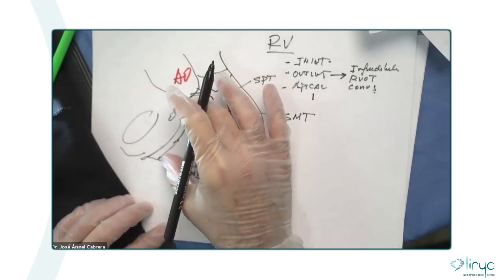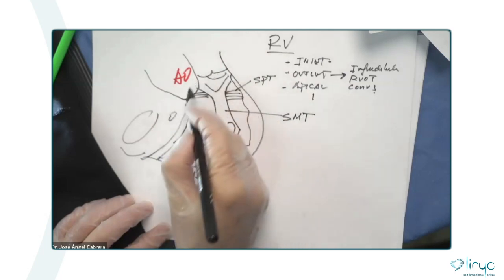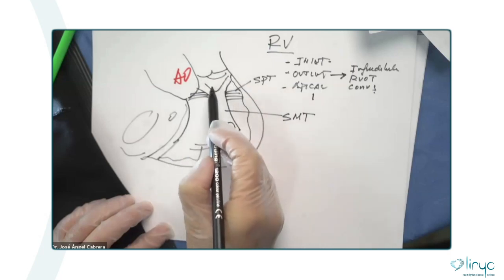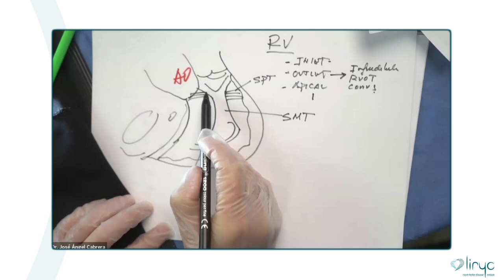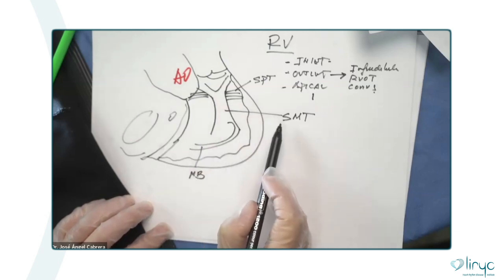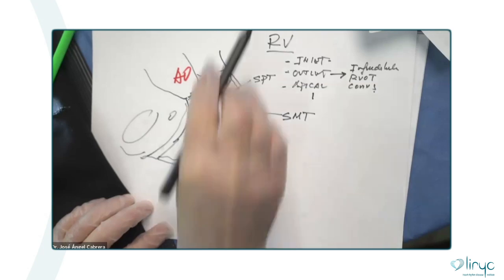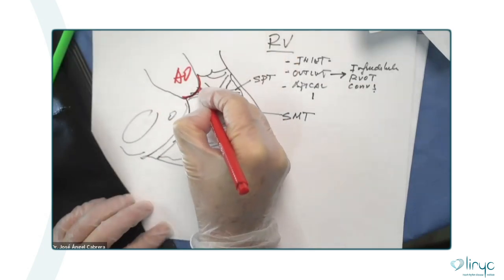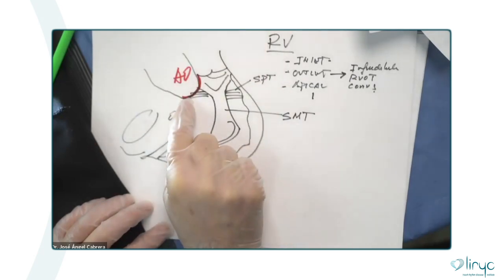These are the main anatomic landmarks in the right ventricle: outlet, inlet, apical component, right ventricular outflow tract, conus, infundibulum. In the right ventricular outflow tract, we have the infundibular attachment of the septomarginal trabeculations, and we have the septoparietal trabeculation, and we have the supraventricular crest. The supraventricular crest is the aorta.